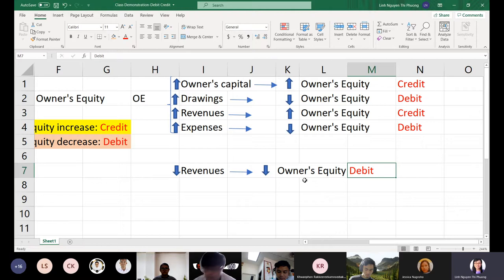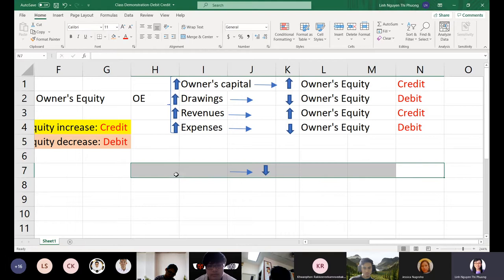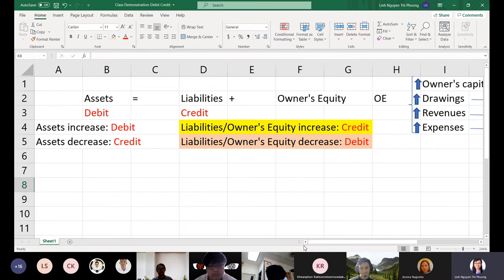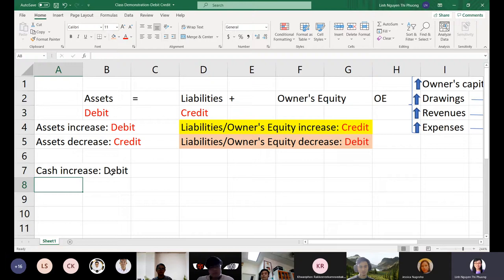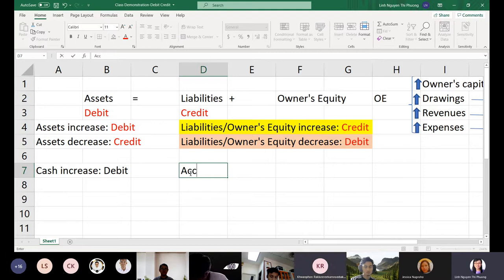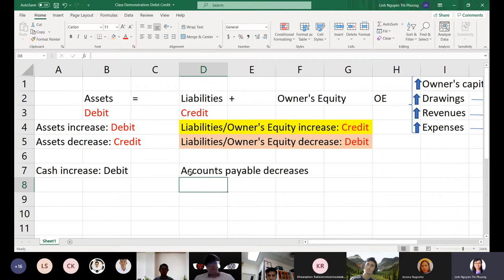Any question? Okay, let's try an example. If I have cash increase, can anyone tell me I should debit or credit? Debit, good, because cash is an asset. When asset increase, we should debit. Good. Okay, next, if I have accounts payable, and my accounts payable decrease, can anyone tell me I should debit or credit?